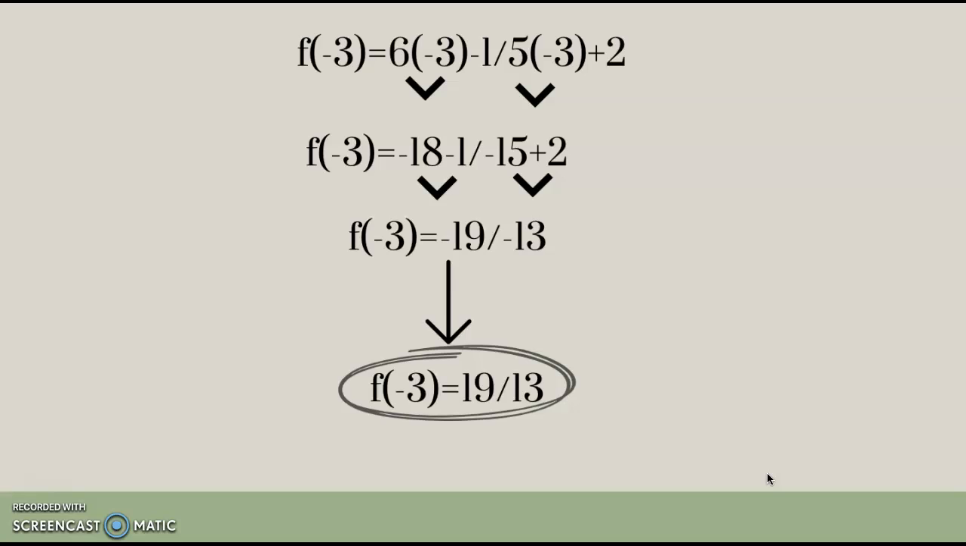+ 2). And the next steps would be to subtract, -18 minus 1, which would give you -19, and add -15 plus 2, which gives you -13. And you would remove the negatives, which then gives you the final answer of f(-3) = 19/13.